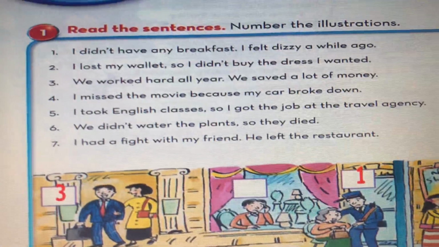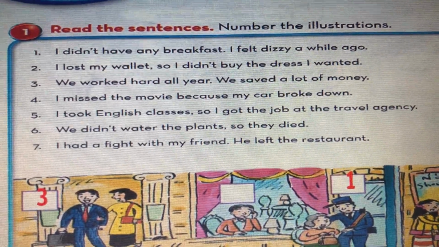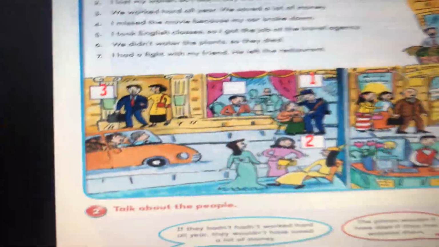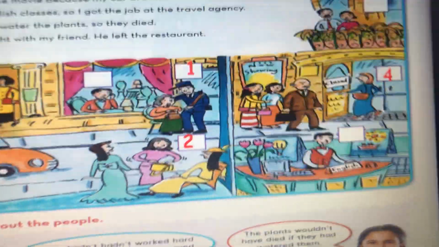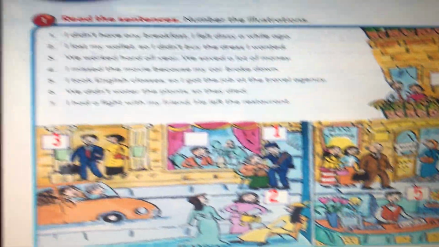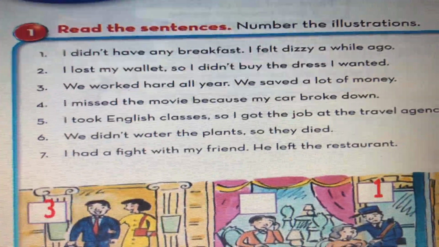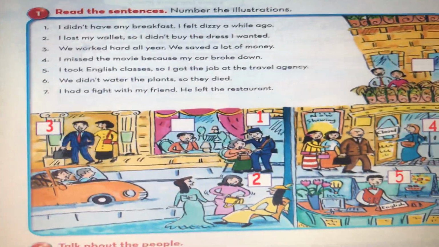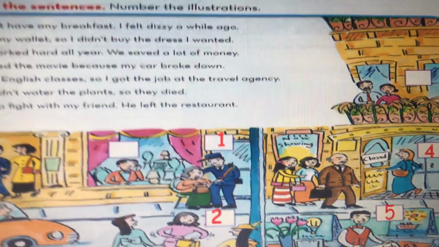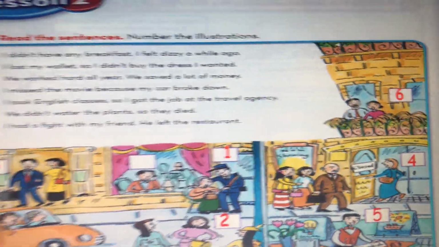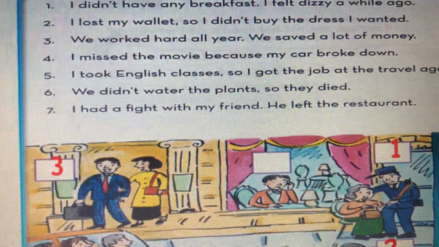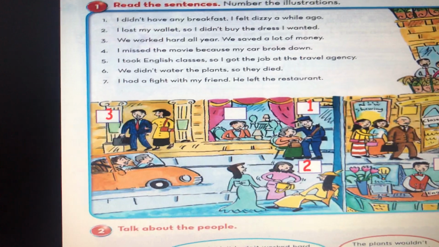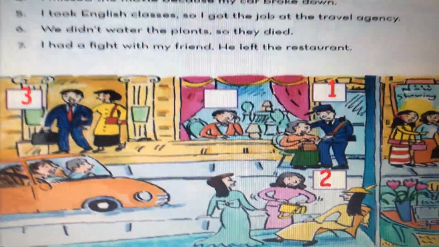Let's move to number 5. I took English classes, so I got the job at the travel agency. Where is the travel agency? Yes, this. And now, number 6. We didn't water the plants, so they died. Where are the plants? You can easily see them. Yes, this. And the last one, I had a fight with my friend. He left the restaurant. Where is the restaurant? Yes, this.